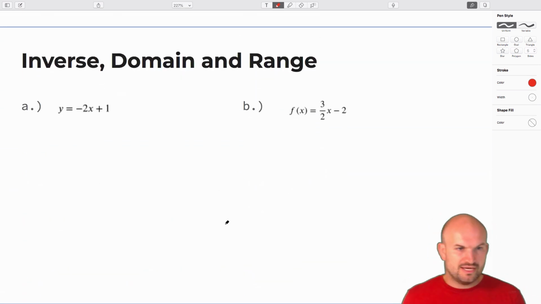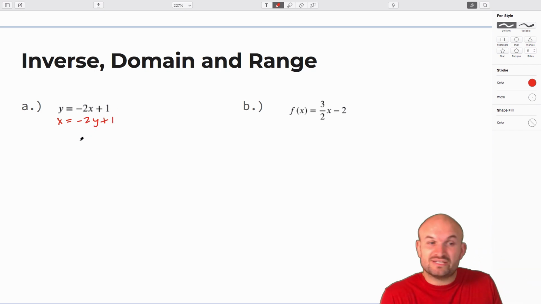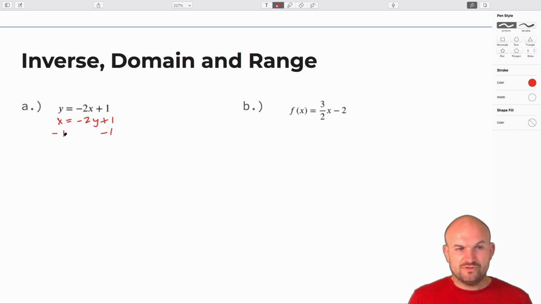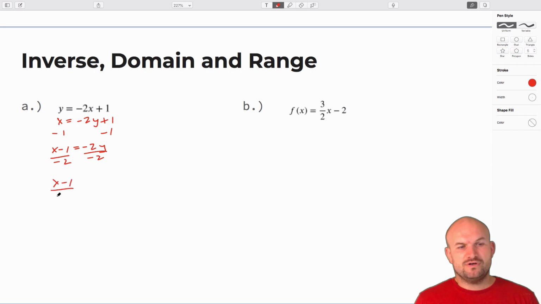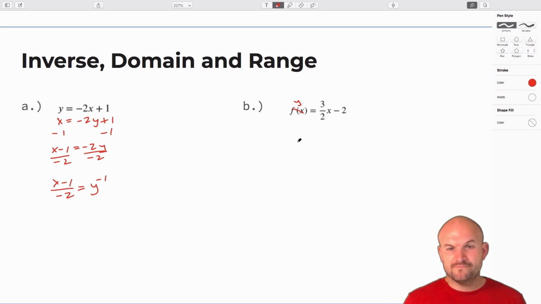All right, let's go ahead and get through that. Here we just have an equation set to y. So all I'm going to do is swap my x and my y variable, and then solve for y. This is the same thing we did in the warm-up. Instead of solving for x, though, we're solving for y, but the process, as hopefully you can see, is exactly the same. So I have x minus 1 over negative 2 is equal to y, and then I'm just going to use my inverse notation. For the next one, I'm going to replace f of x with y, and then I'll swap the variables. So x equals 3/2 y minus 2.